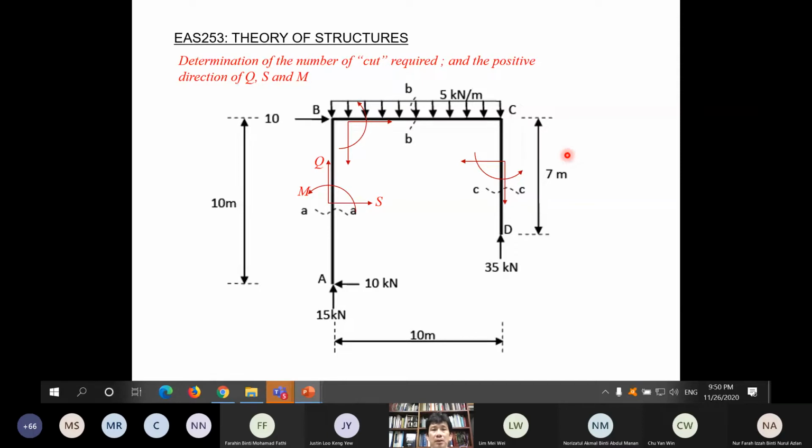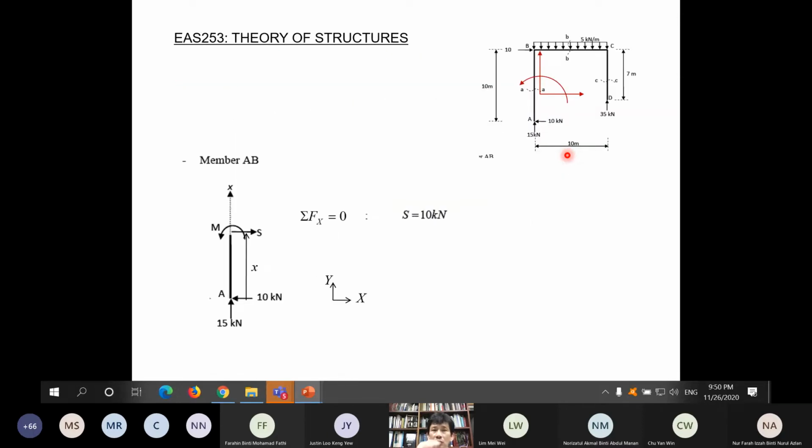So ready? Next, go through each of the cut sections one by one. When you cut through this part here, section AA, this frame will be separated into two parts, same like a beam. You choose which part you want to use and you draw the free body diagram. When we cut the frame at section AA here, this frame is separated into this part and the other part that's shaped like this. We choose the part which involves less force and is easy to calculate.